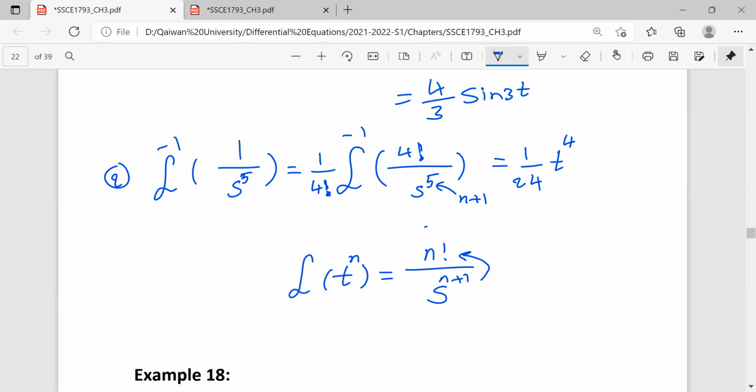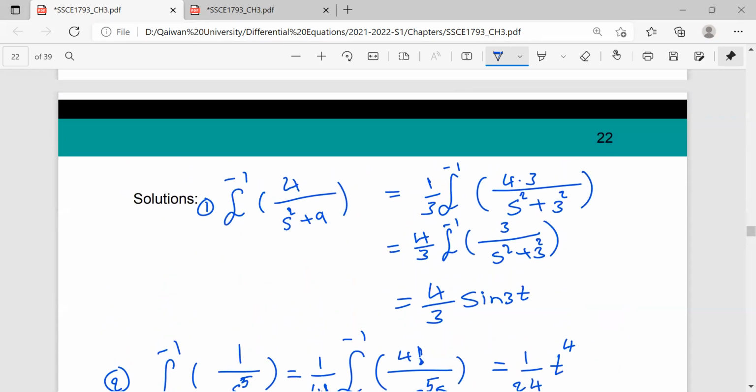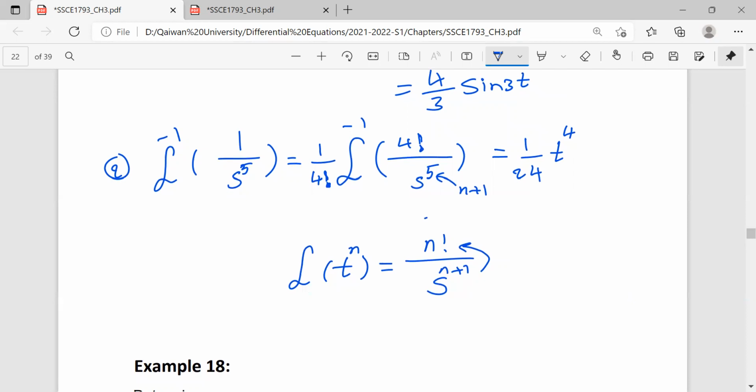Since you must have n factorial above, so you must have 5 minus 1, which is 4 factorial above. We multiply it by 4 factorial and divide it by 4 factorial. It's similar to the above one. Here, as I said, we must have 3 in the numerator. And here, we must have 4 factorial in the numerator. That's why we multiply by 4 factorial and divide by 4 factorial, and get 1 over 24 t to the power 4. This is the result.